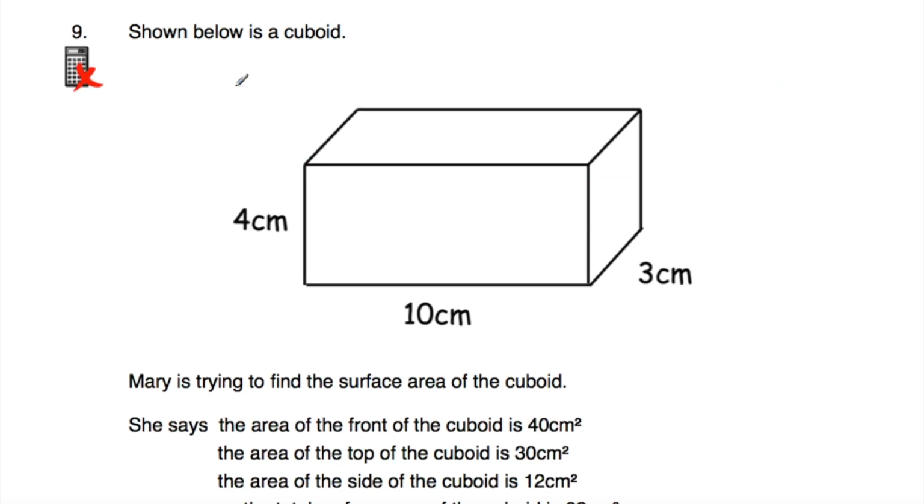Okay, let's look at our next question. It says, shown below is a cuboid. So we've got this cuboid, and the length of the cuboid is 10 centimeters, the width of it is 3 centimeters, and the height of it is 4 centimeters.